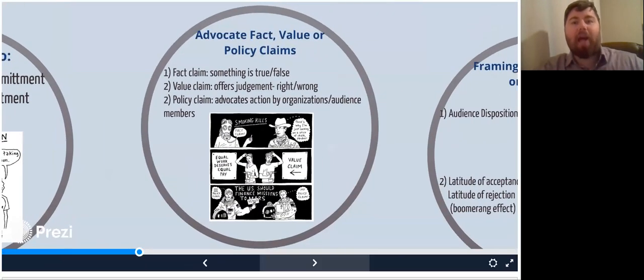So now let's talk about advocating policy, facts, and values. So facts, values, and policy claims. There are things that you can make that are claims. A claim is a statement or an idea that you're making. It's an argument that you are communicating. So number one is a fact claim. Something is either true or false. Whether or not something is true or false, that's a fact claim. That's when you're advocating whether something is accurate or inaccurate.